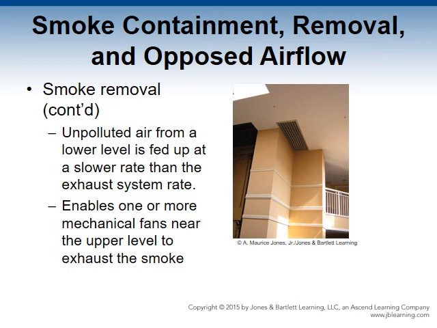Delay activation of automatic sprinklers and fire detectors. Damaged building components and equipment. To overcome these problems, unpolluted air from a lower level is fed up at a slower rate than the exhaust system rate. This enables one or more mechanical fans near the upper level to exhaust the smoke.